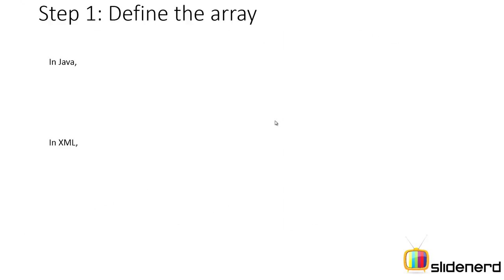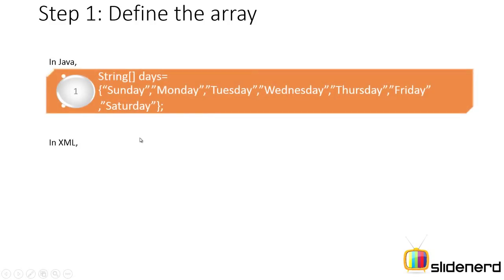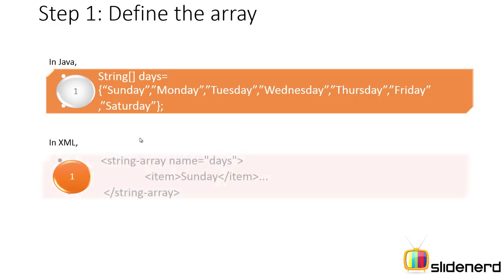Step 1. Define the array. In Java or in XML, things differ slightly. In Java, you can have a string array like this. In XML, you can have a string array like this with your name equals to days. Now the reason we have this name attribute is because at some point you're going to pull this array from XML inside Java. So you need a way to refer to this array over here.